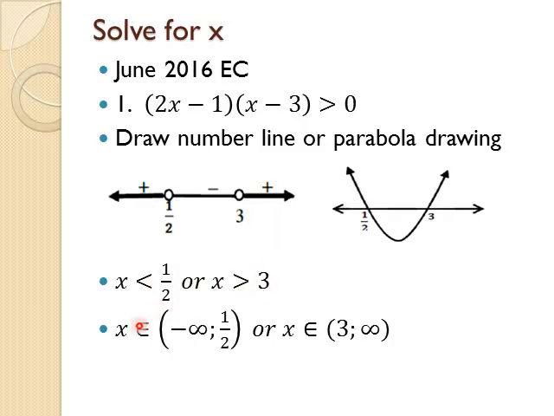Alright, it can also be written as x element of negative infinity to half. Take note, open brackets, because it's not equal to half, or x element starting from 3 going all the way to positive infinity. Right, so it's that part of the parabola, positive, negative, positive. So hope you follow and understand. Let's look at the next problem.